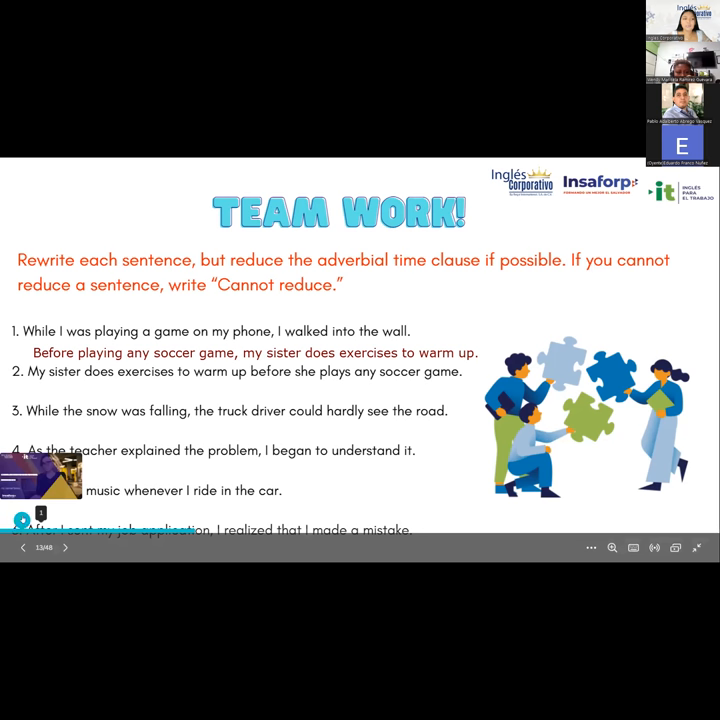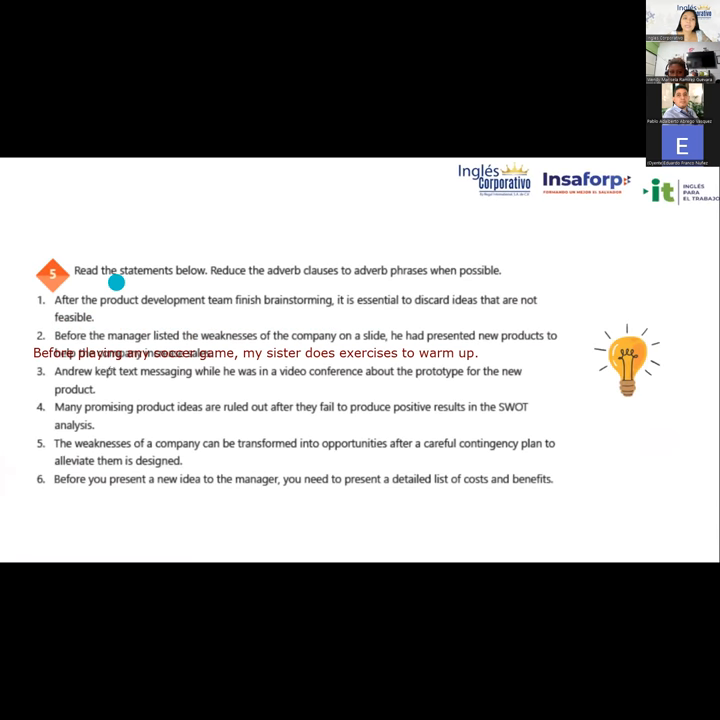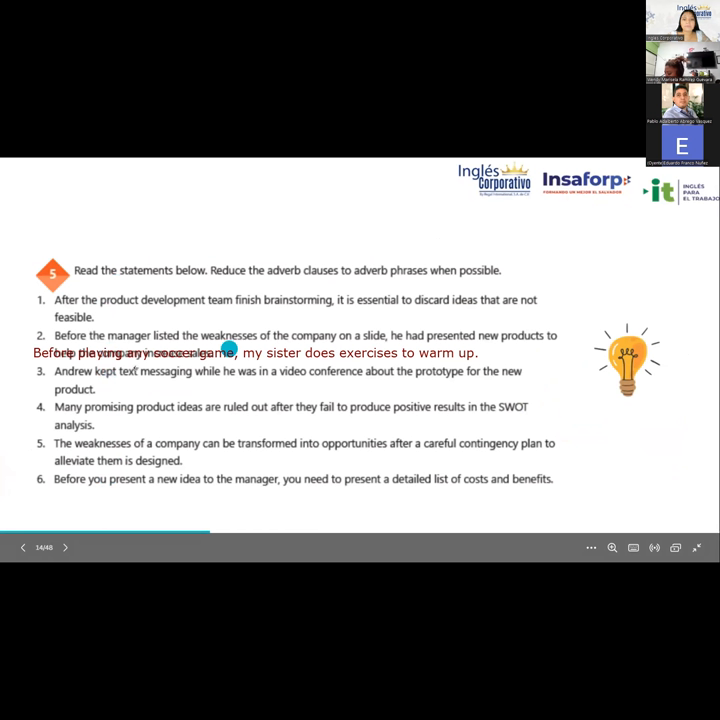And continue with the number six, okay? Voy a ir al otro room que me están pidiendo ayuda, okay? Continúen con las seis. Y después, recuerde, continuamos con las del libro. Okay. Yes.